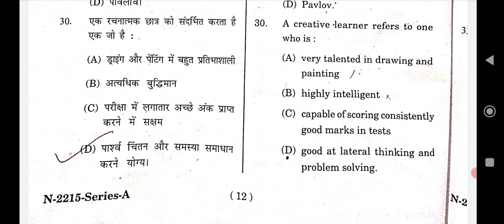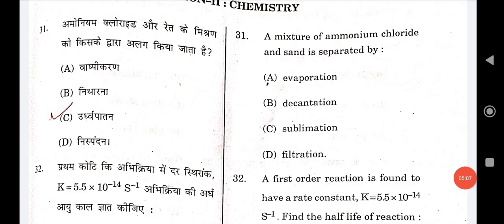So here our psychology section ends. Now let's begin with the chemistry section. Question number 31: a mixture of ammonium chloride and sand is separated by sublimation. C is the correct one.